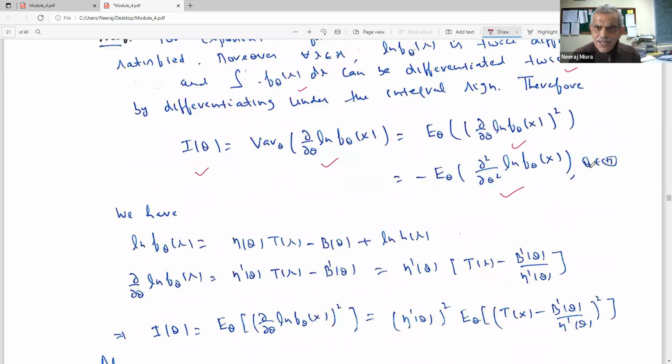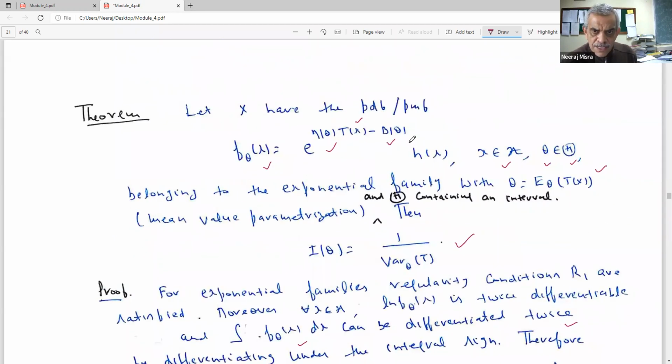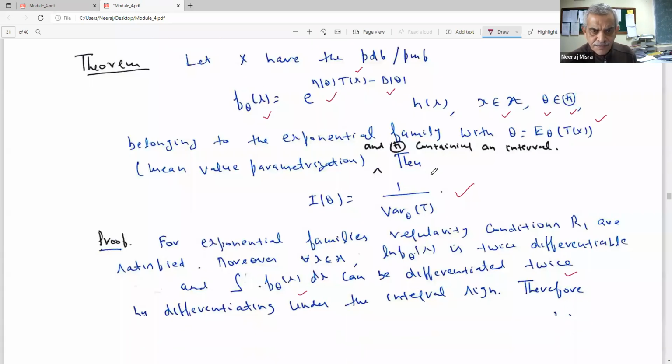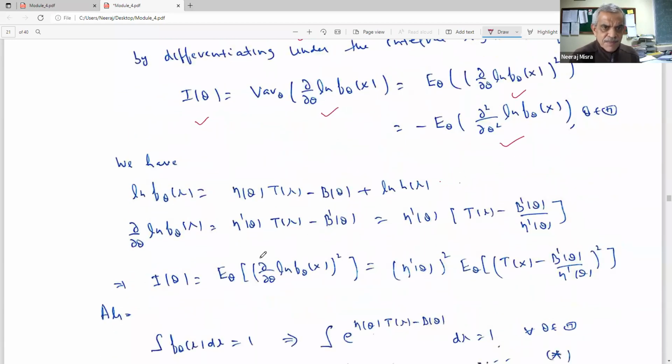So let us try to compare these quantities one by one, because what I have to show is that variance of T is 1 upon I(θ). So I need to calculate the variance of T. For that, I take the log of this f_θ(x), which is η(θ)T(x) − b(θ) plus log of h(x). I take the derivative of log f_θ(x). That becomes η'(θ)T(x) − b'(θ), which becomes, taking η'(θ) outside, η'(θ)(T(x) − b'(θ)/η'(θ)).